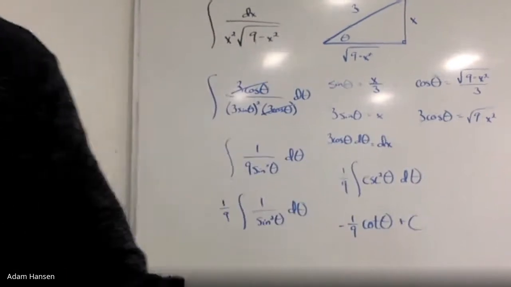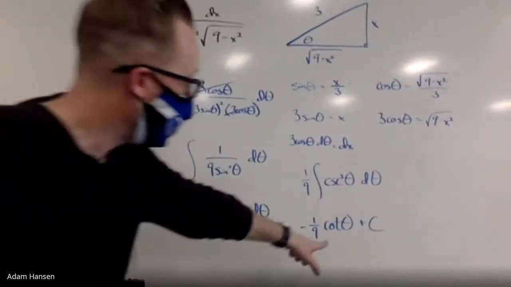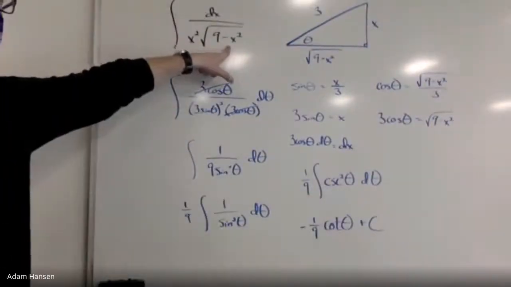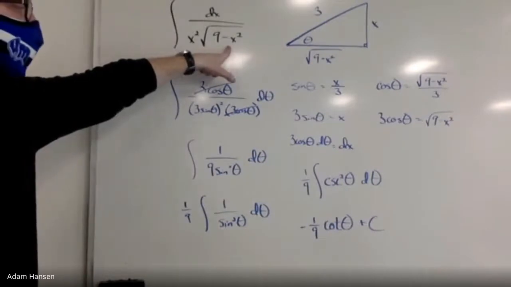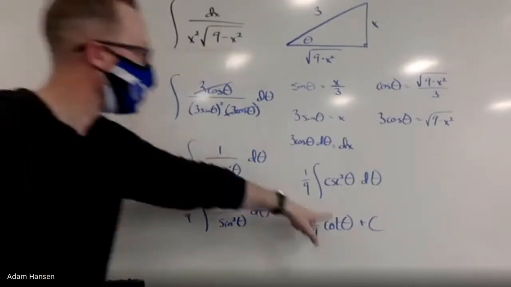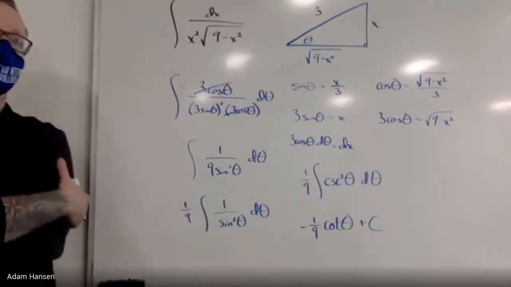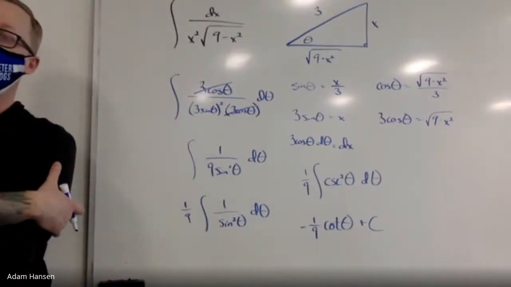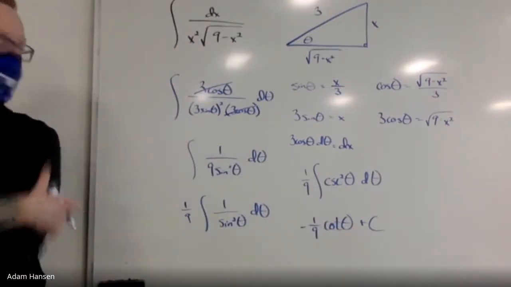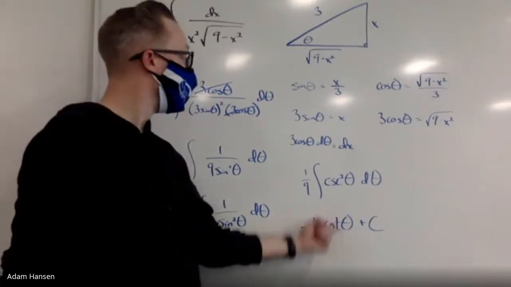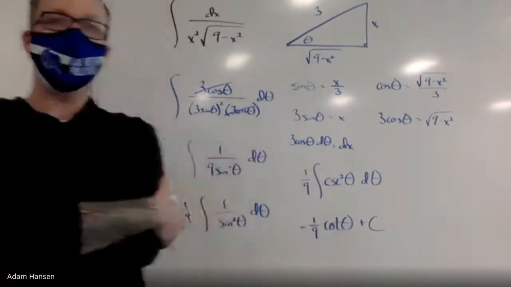Let's get this wrapped up though, because theta is not the original variable I was given my antiderivative in. I don't want my antiderivative in terms of theta, I want it in terms of x. Go back and use our right triangle to convert cotangent theta in terms of x.